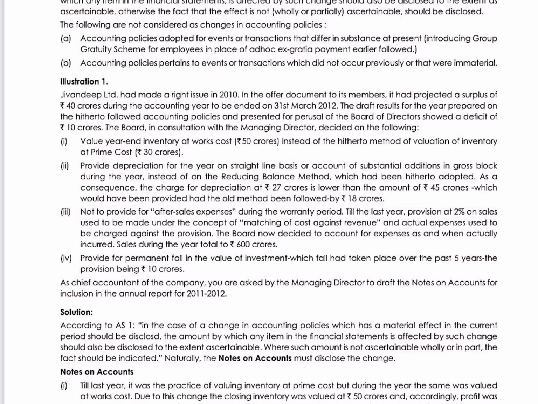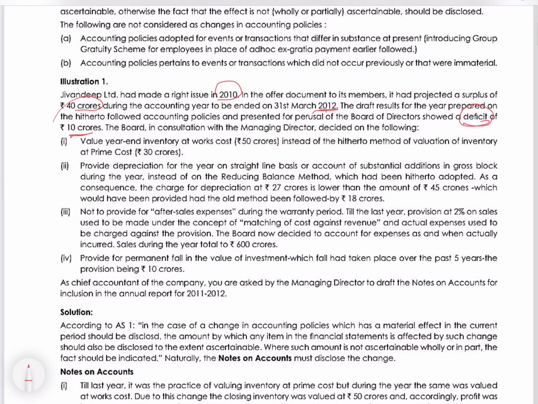So, the Jeevandeep Limited we are speaking about made a rights issue in 2010. In the offer document to its members, it had projected a surplus of 40 crores during the accounting year to be ended on 31st March 2012. The draft results for the year, prepared on these accounting policies and presented, showed a deficit of 10 crores.